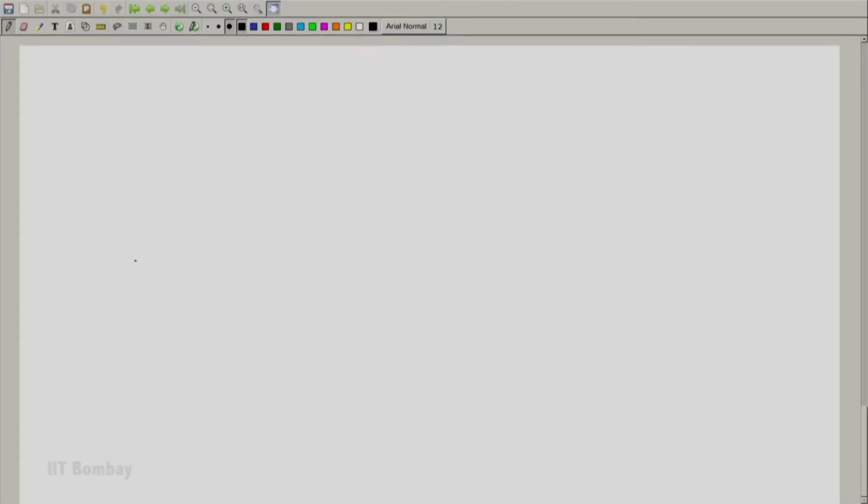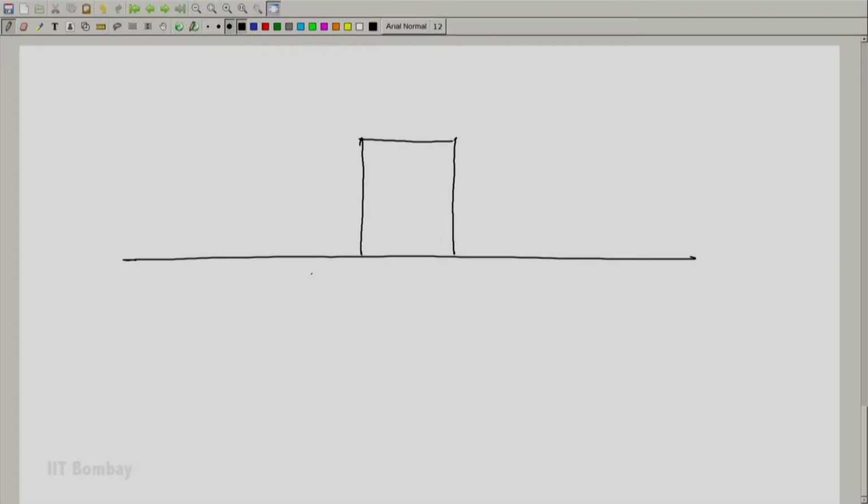So, I identify this point t0, this point is t0 plus delta, this height is 1 by delta, and this variable is t. And now I identify three regions.